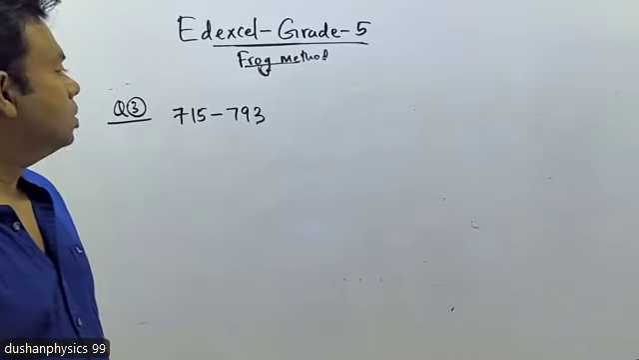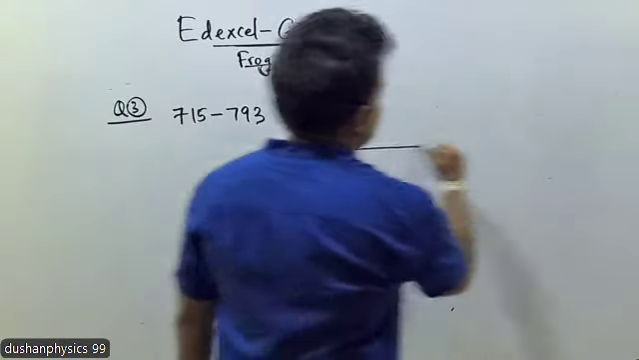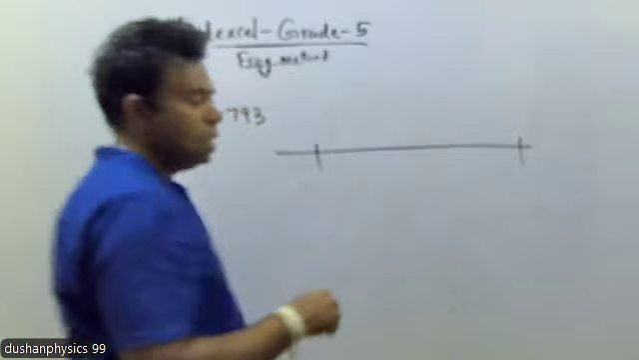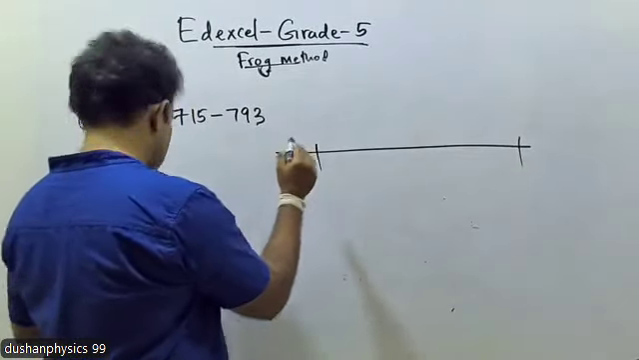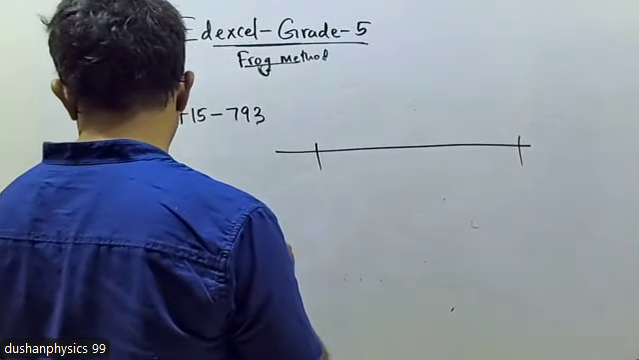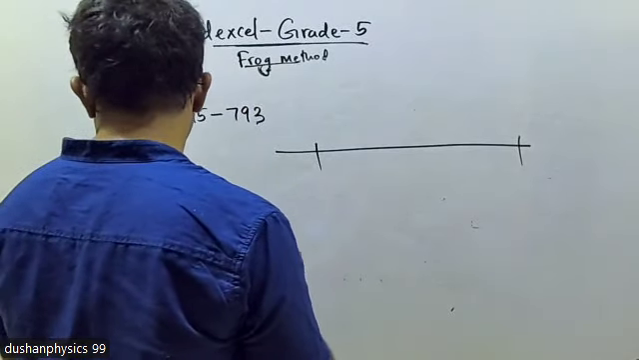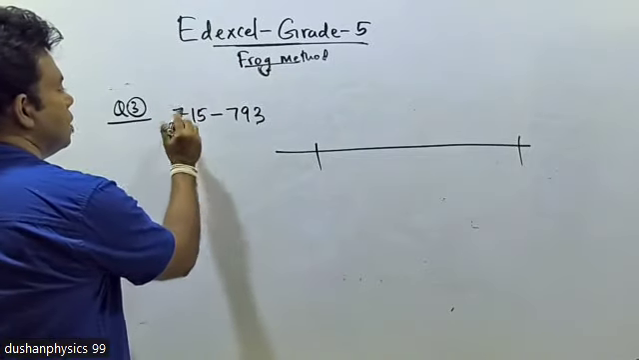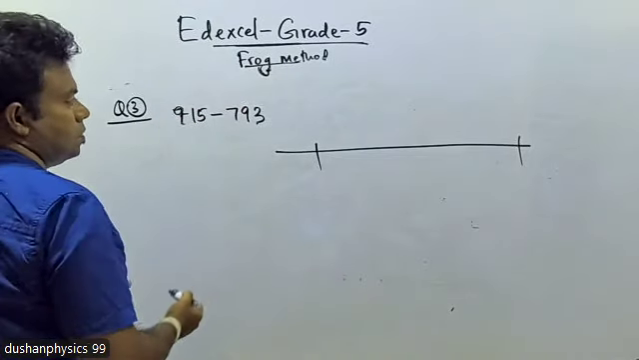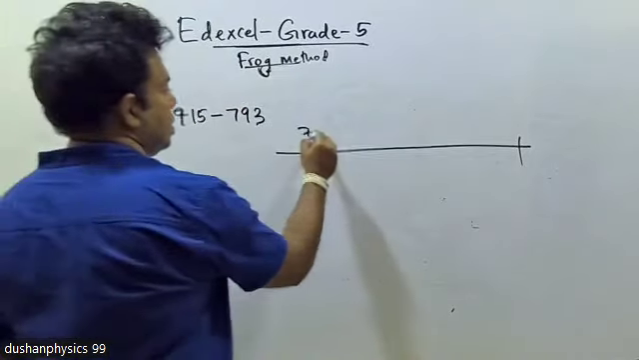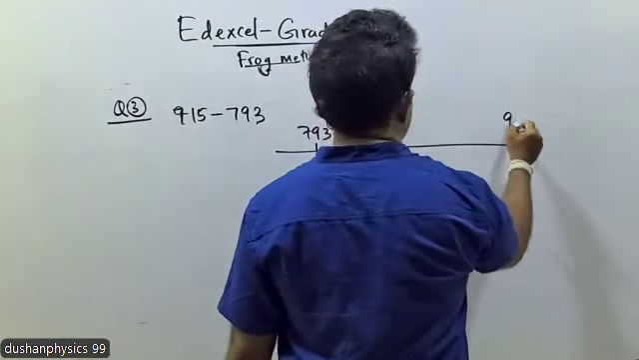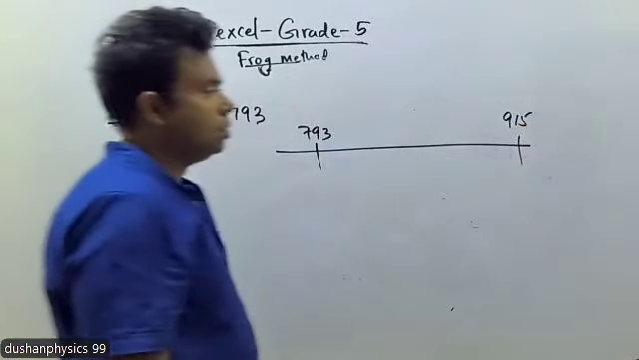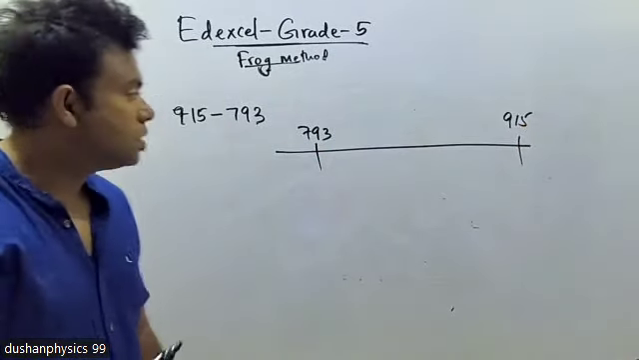So let's come to the point now. As I said earlier, write the small number on your left. Sorry, I made a mistake here. This value is 900, students. 915 minus 793. What is the small number? 793. The big number is 915. Okay. So what is the first step?